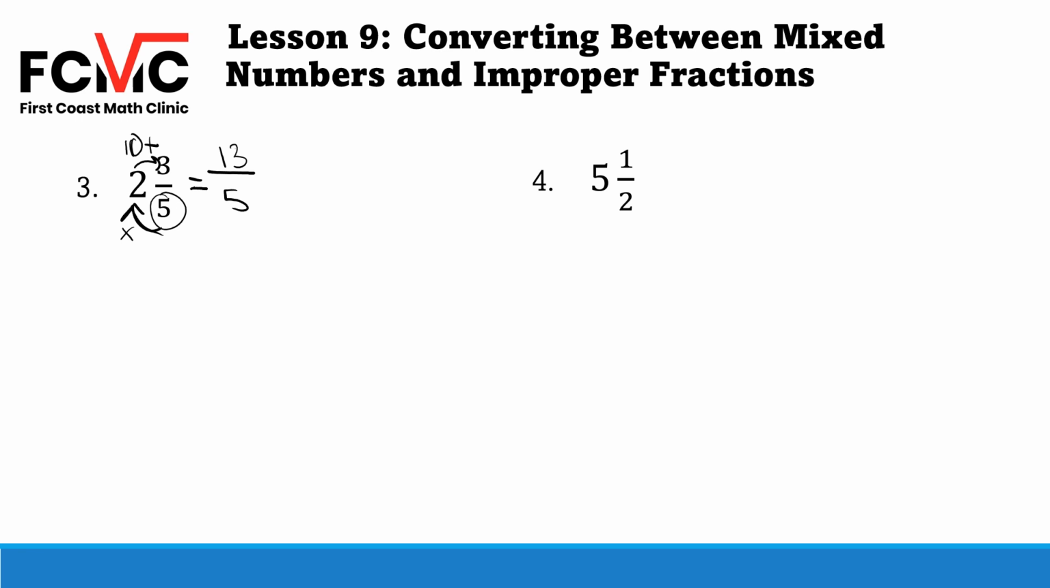Then number 4, take our denominator 2 times 5. We get 10 plus our numerator 1, and we get 11 over our denominator 2. So our improper fraction is going to be 11 over 2. Right? So we multiply, then we add, and that gives us our improper fraction.